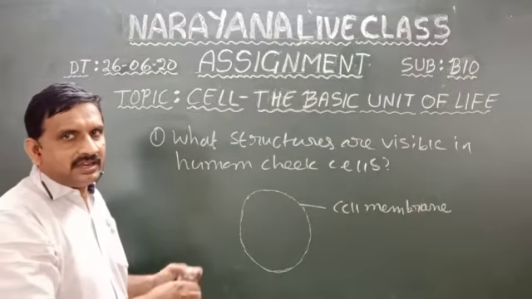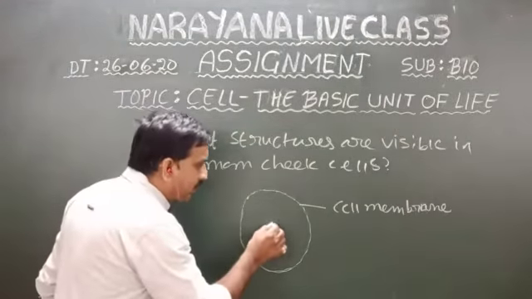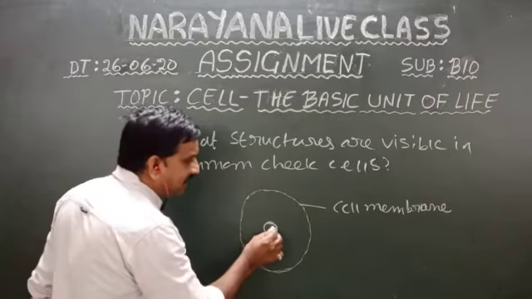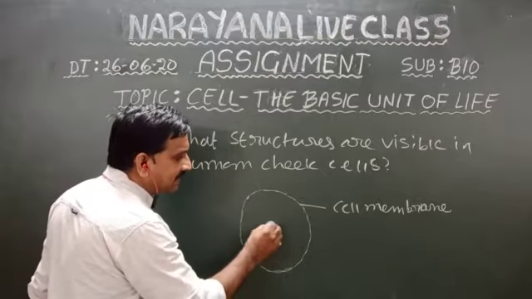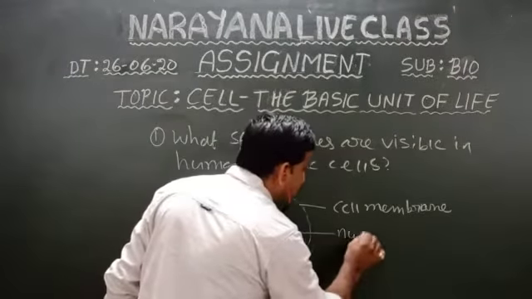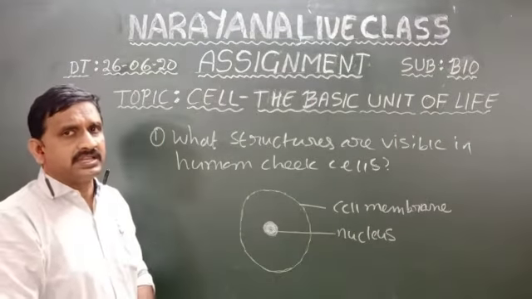Another important part in the cell that we observe here is one dense body located inside the cell. A round dense body located inside the cell. This dense body is called the nucleus.